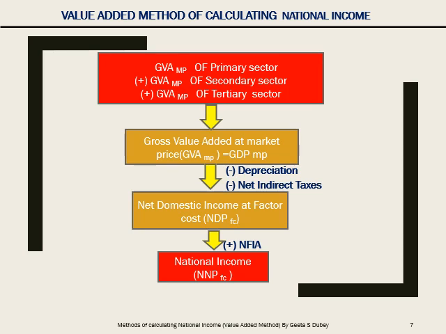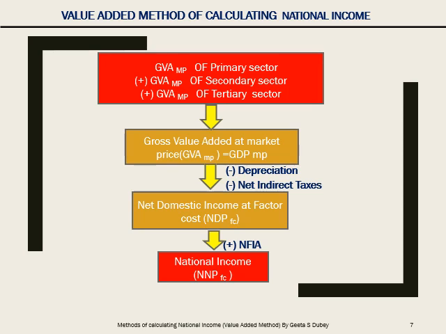Now, you can see on the screen, we have a flowchart which begins with a red box which shows the value added of primary sector plus value added of secondary sector and the value added of tertiary sector. Addition of all the value added belonging to these three sectors, we get gross value added at market price, which is also called gross domestic product at market price. That's the yellow box in front of you that I'm talking about.